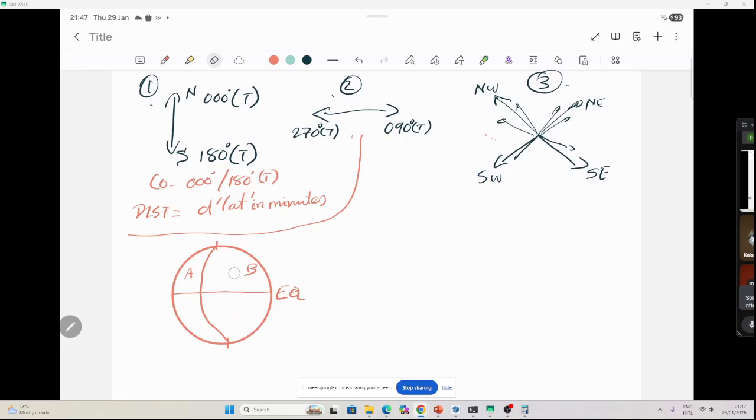Then make a dot. You're going from A to B, and now you can see you are going towards east or west. So your course is going to be 090 or 270. If you go in this direction, this is 090. If you go in this direction, it is going to be 270. Can you see that? If you're going from A to B, it is going to be 090. All right? Okay.